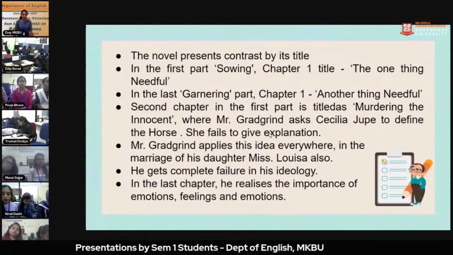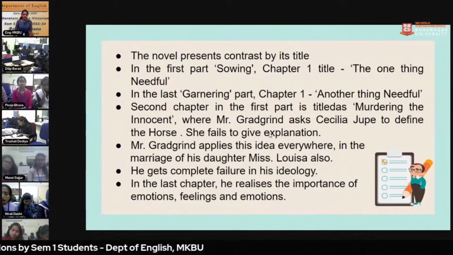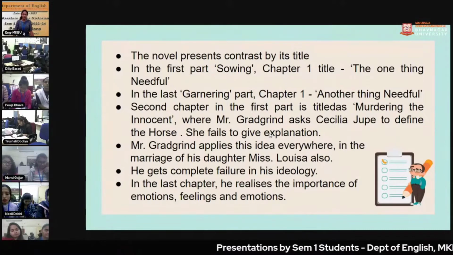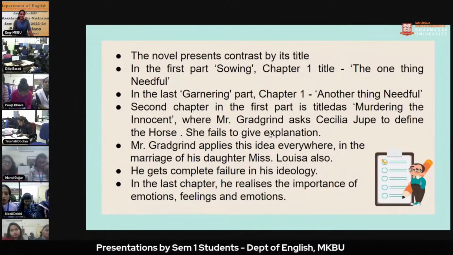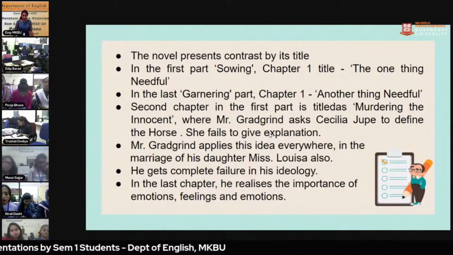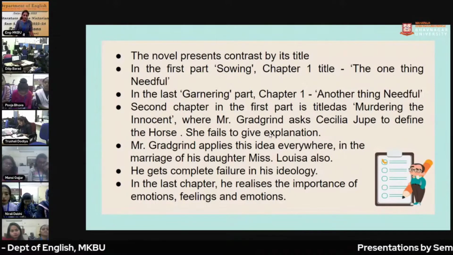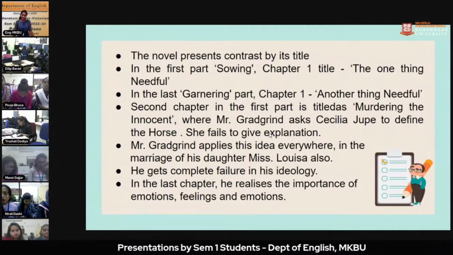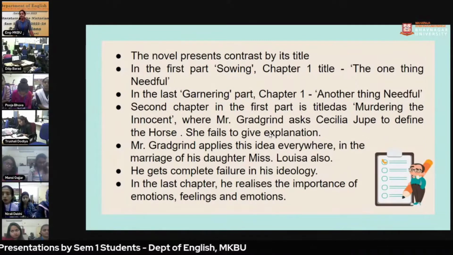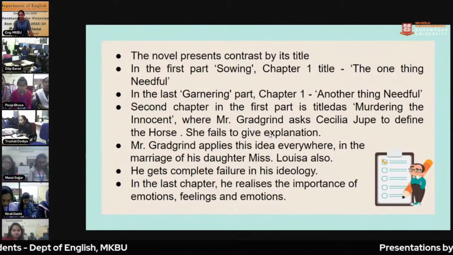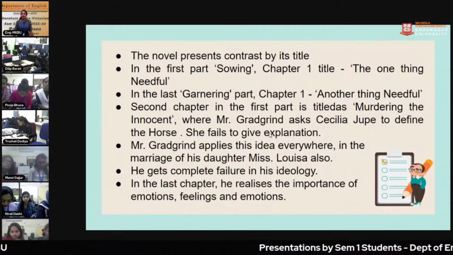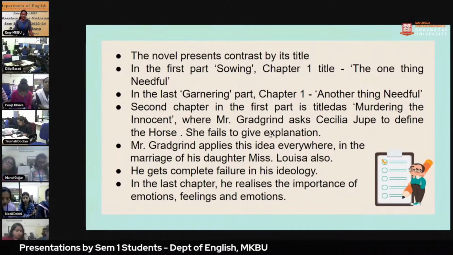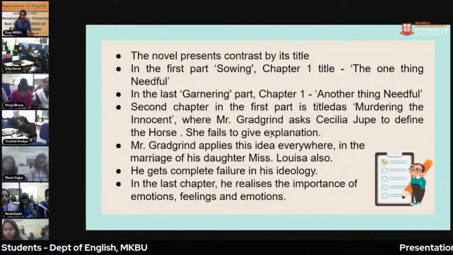The novel presents contrast by its title. The novel is divided into three parts: sowing, reaping, and garnering. And the first chapter of the first part and the first chapter of the last part both have contrast. In the first part, sowing, chapter 1 is titled The One Thing Needful, and in the last part, chapter 1 is Another Thing Needful. So the one thing needful is fact, and at the end, another thing needful is fancy or imagination.